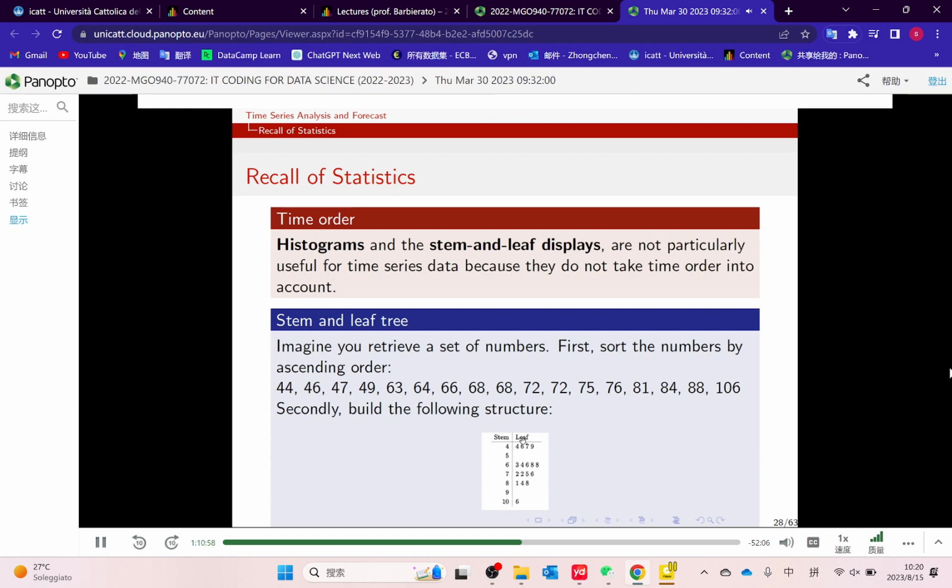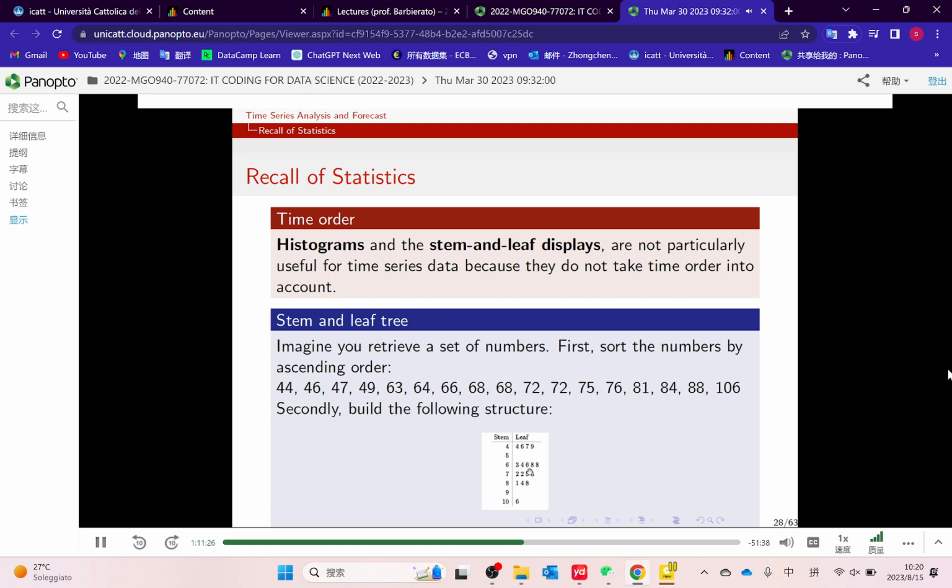Then on the leaf column, you will just report the second digit of all the numbers started with stem equal to 4. So 4, 6, 7, and 9. There's nothing for 5. Then 6 again. There's 3, 4, 6, 8. 8 repeated is fine. And then you go.